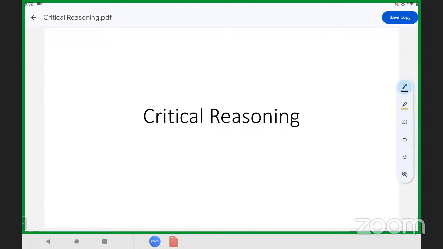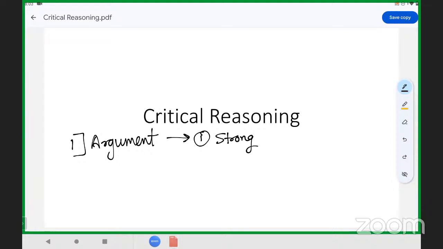For that, we'll try to understand what all things we are going to study in this chapter. The first thing is argument. An argument is a statement which is meant to convince another person. Arguments are of two types. The first one is strong, and the second one is weak.